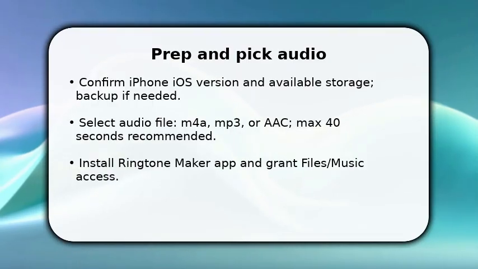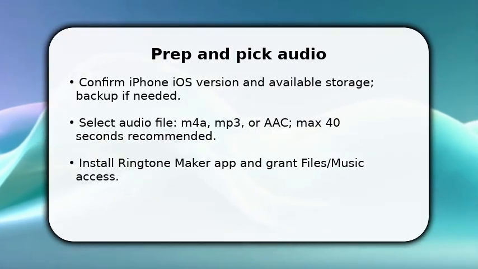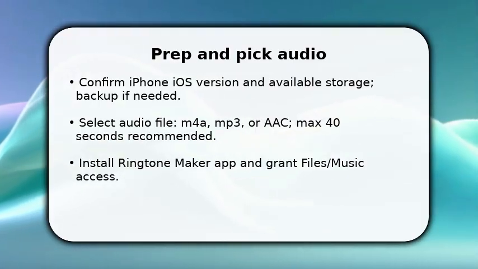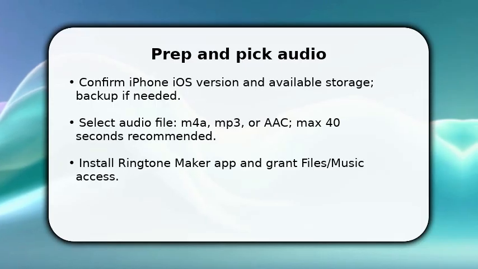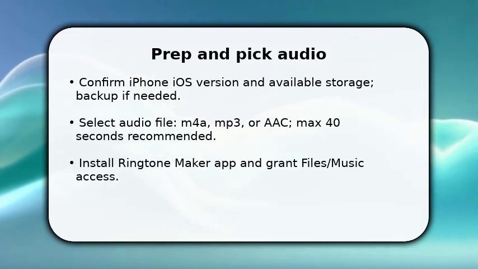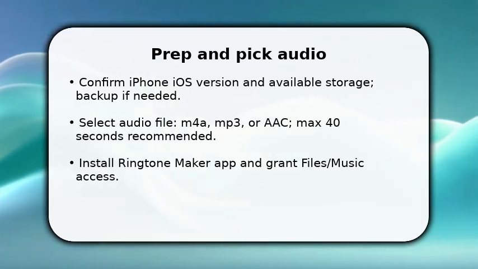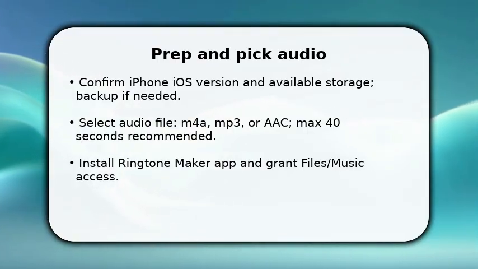You start by choosing the exact audio you want. Pick a clear segment under 40 seconds because iPhone uses that length for ringtones. Open Ringtone Maker, grant files and media permissions so the app can read your tracks, and locate the file in the app browser. Once done, trim to the intended start and end points.